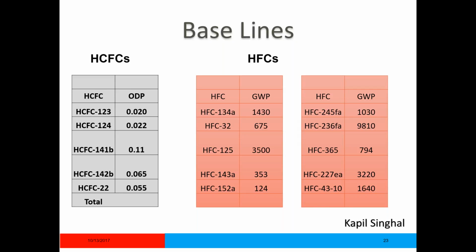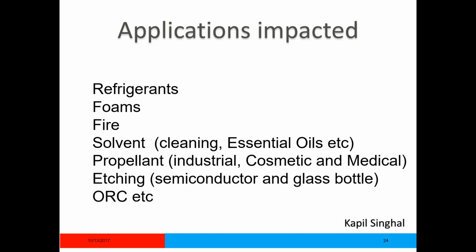Now, what are the applications which are going to be impacted? The application impacted is, of course, refrigerants, because the other refrigerants which are not coming under the Montreal Protocol are natural refrigerants: ammonia, carbon dioxide, hydrocarbons. Most of the other refrigerants are coming under control. So whatever refrigerants we are using today, we will probably have to phase them out or phase them down and move to something else.